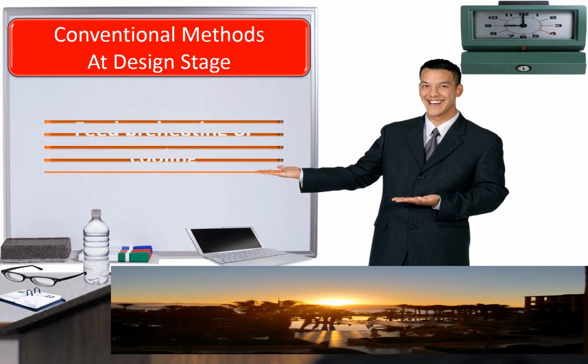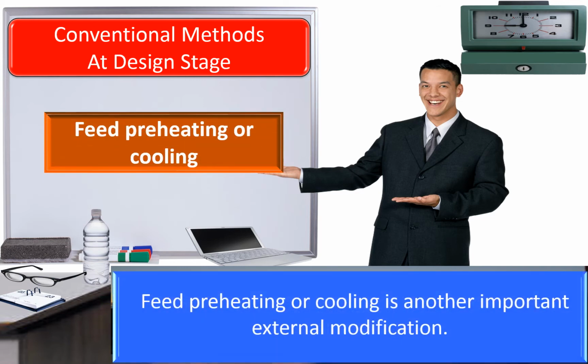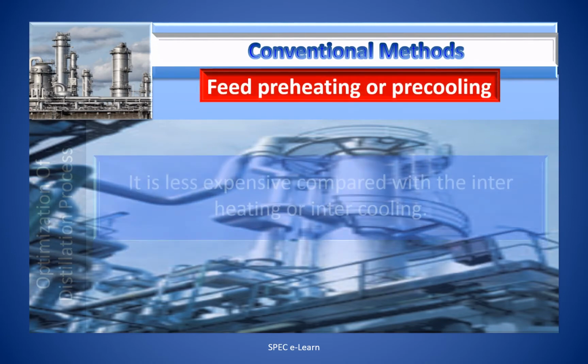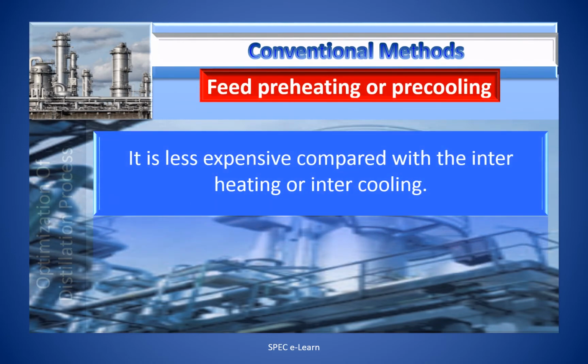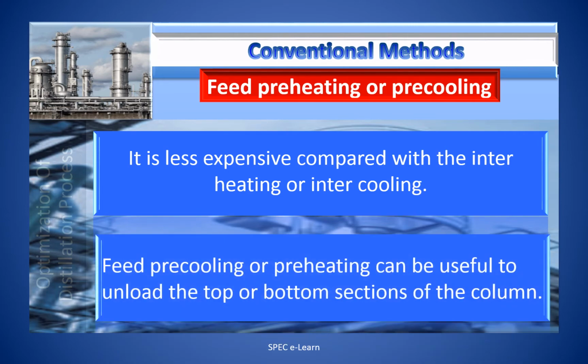Now we will move on to another optimization parameter, feed preheating or pre-cooling. Feed preheating or cooling is an important external modification. It is less expensive compared with interheating or intercooling. Feed pre-cooling or preheating can be useful to unload the top or bottom section of the column.